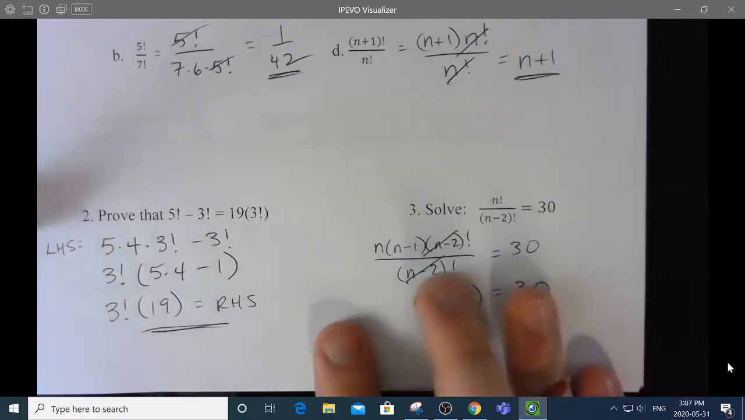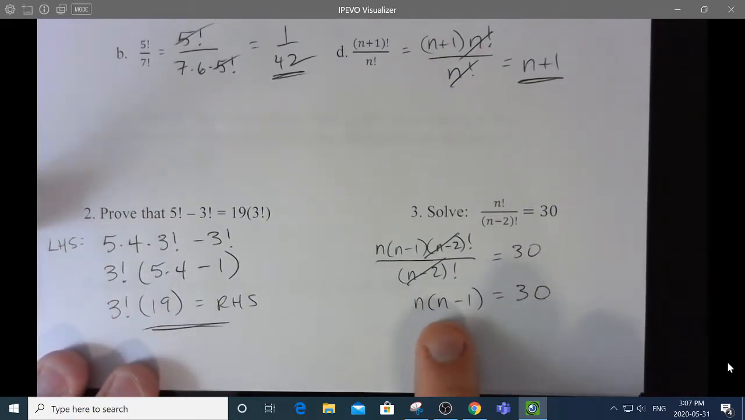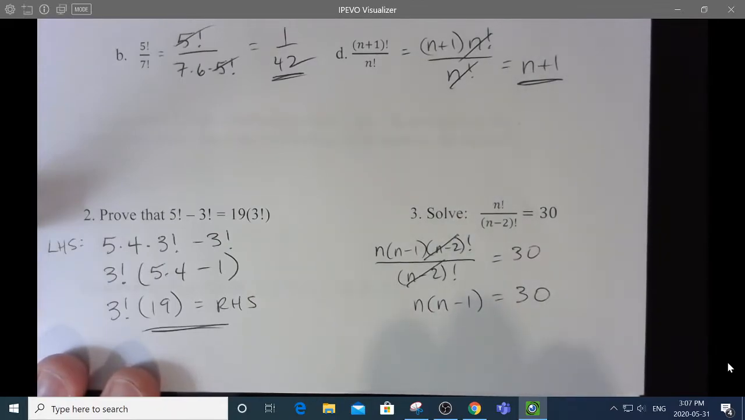And I know they have to be whole numbers, right? Or natural numbers. They can't be negatives. They can't even be zeros. So they certainly can't be fractions or decimals either. So what whole number times 1 smaller is 30? Yeah, it's 6 and 5, so n is 6.